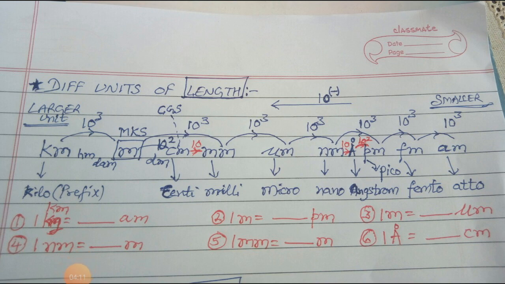Here in this table cm is shown, which refers to centimeter. It is the CGS unit of length, and 1 cm equal to 10 raised to minus 2 m, that is 1 centimeter equal to 10 raised to minus 2 meter, because you are going from a smaller unit to a larger unit.